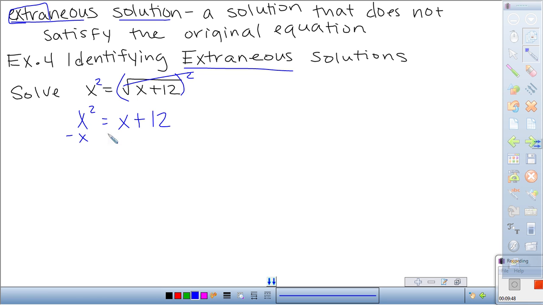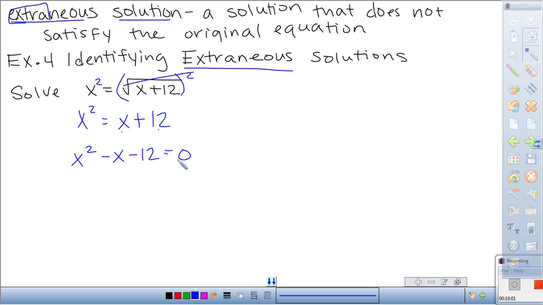So I'll subtract, actually instead of doing that, I think what I'll do is I'll subtract x and I'll subtract 12 from both sides. So I end up with x squared minus x minus 12 equals 0. I subtracted x from both sides, that's where you get the negative x. Then I subtracted 12 from both sides to get negative 12 equals 0.